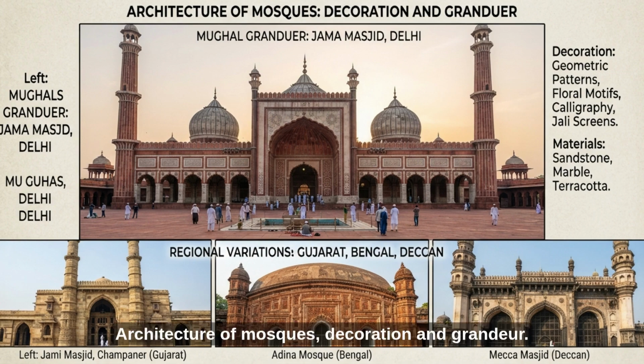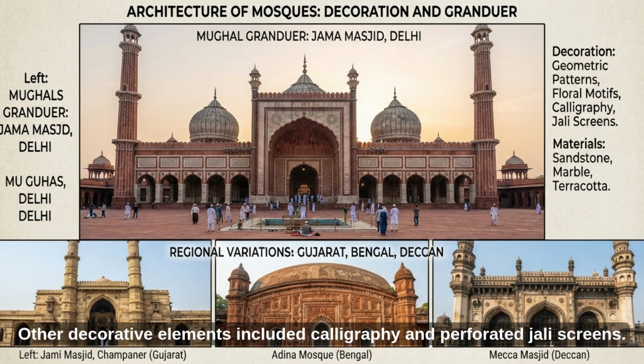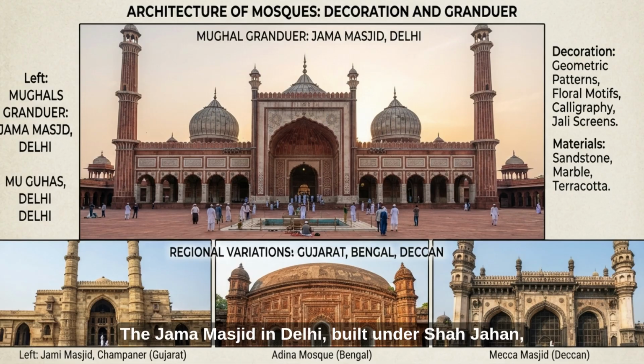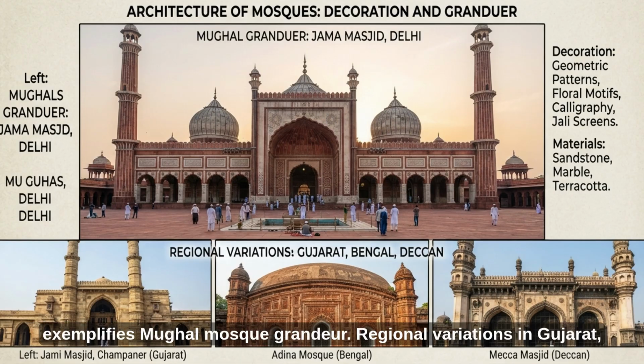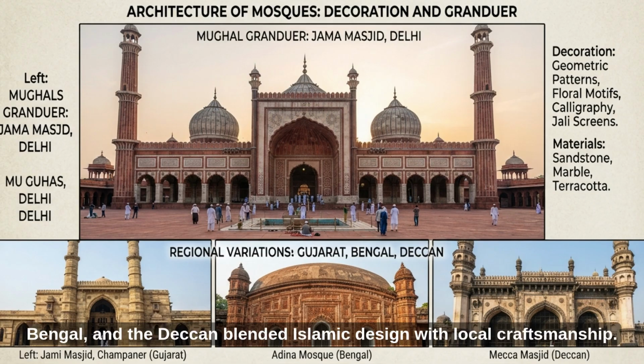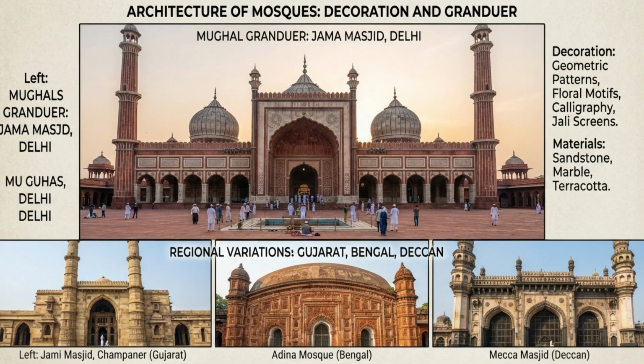Architecture of mosques, decoration and grandeur. Decoration avoided human and animal figures, focusing on geometric patterns and floral motifs. Other decorative elements included calligraphy and perforated jali screens. The Jama Masjid in Delhi, built under Shah Jahan, exemplifies Mughal mosque grandeur. Regional variations in Gujarat, Bengal, and the Deccan blended Islamic design with local craftsmanship.